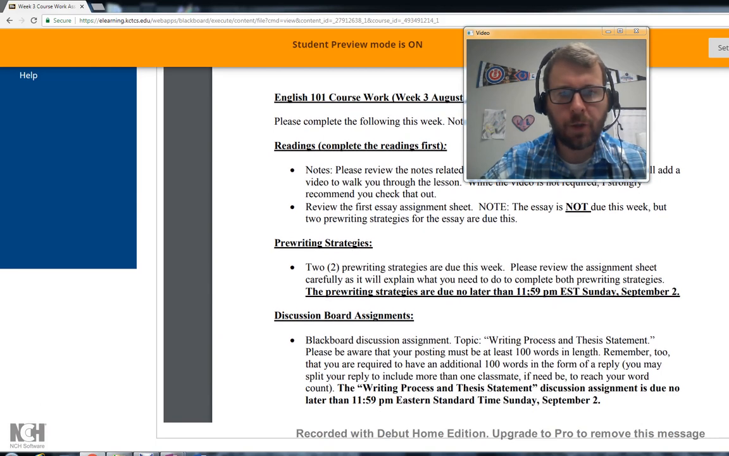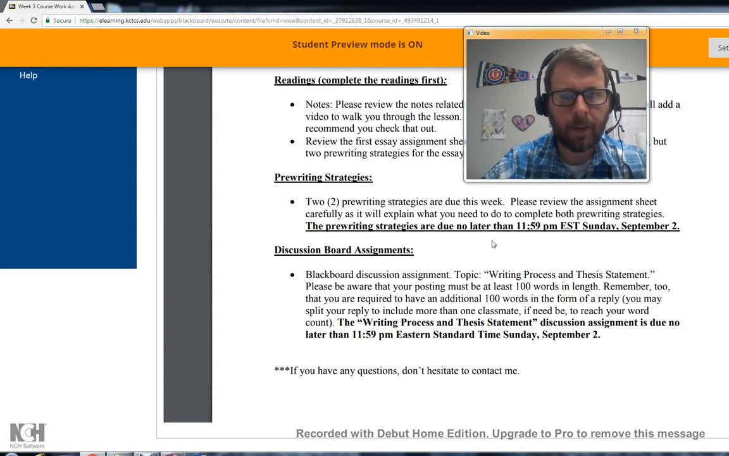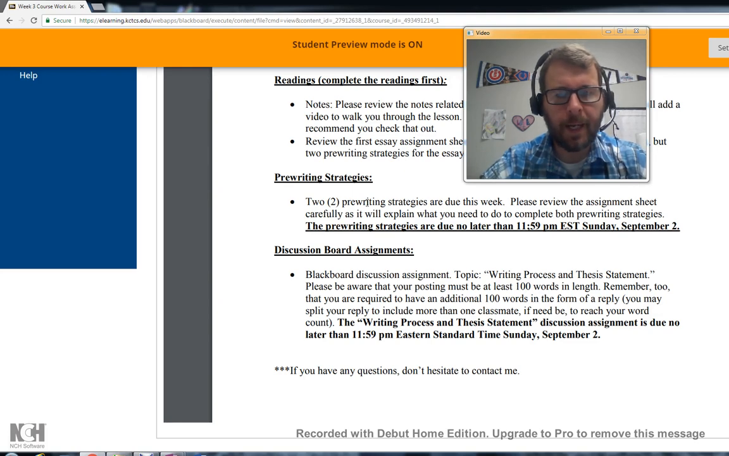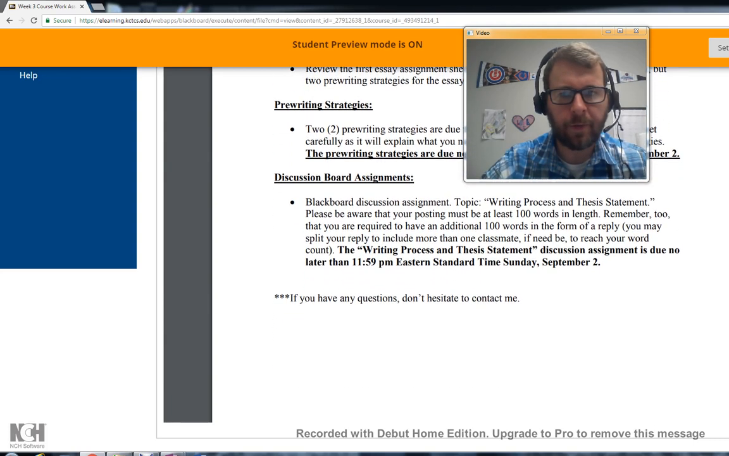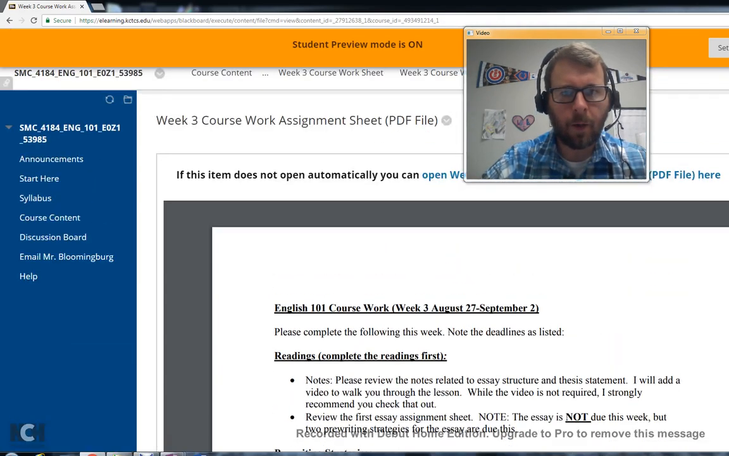On that assignment sheet, you'll get some information about 2 pre-writing techniques that you need to complete. So work-wise, beyond looking at the notes and the essay assignment sheet, the next thing you need to do is just complete 2 pre-writing strategies. That's due by Sunday, September 2nd at midnight. And you have a discussion board assignment relating to writing process and thesis statement. And again, that's due Sunday, September 2nd by 11:59 p.m. So always go here first. That'll let you know what you need to be working on.